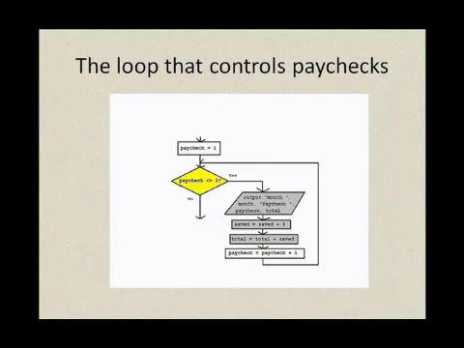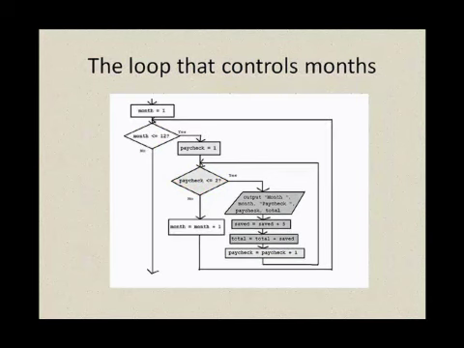You'd check again, and the paycheck number is still less than or equal to 2, because it is 2, so you'd perform the output and the arithmetic again and make the paycheck number 3. Then paycheck would no longer be less than or equal to 2, and this loop would end, having produced 2 savings output lines.